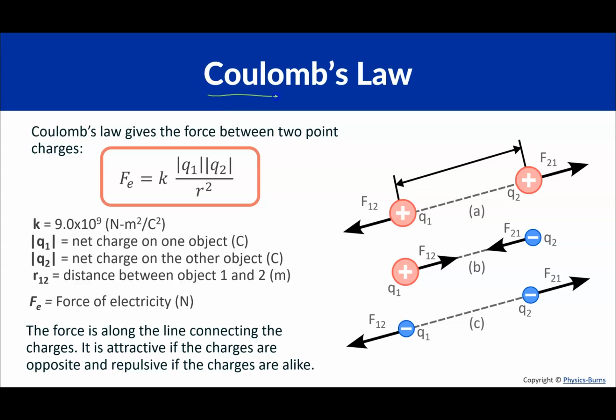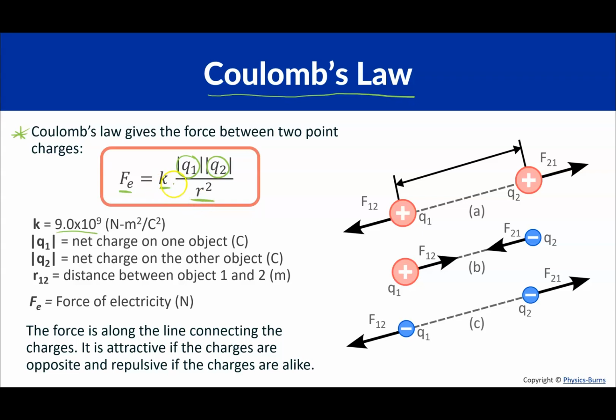Today we're going to be talking about Coulomb's law. Coulomb's law gives us the force between two charges. The force of electricity is equal to this K constant, which is 9 times 10 to the ninth newton meter squared over coulomb squared. So K constant times charge 1 times charge 2 divided by radius squared.